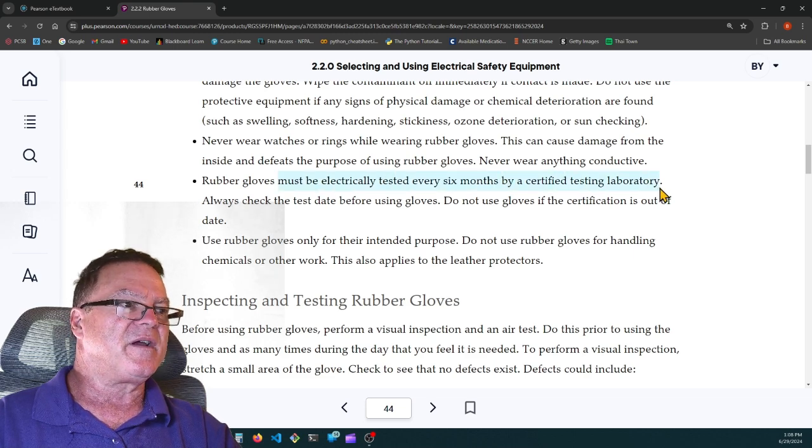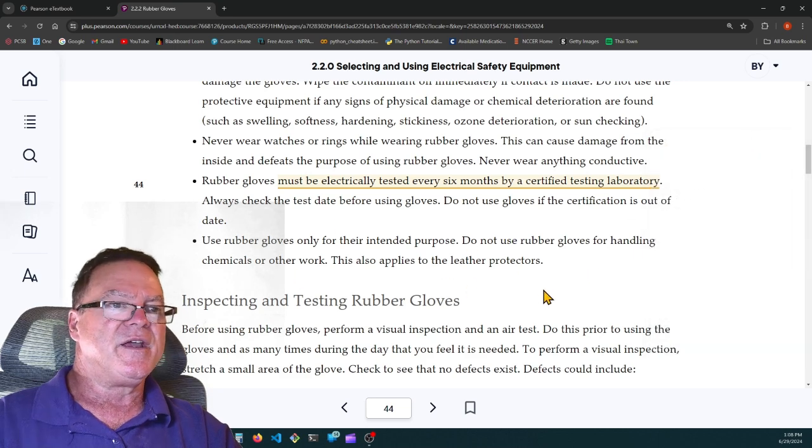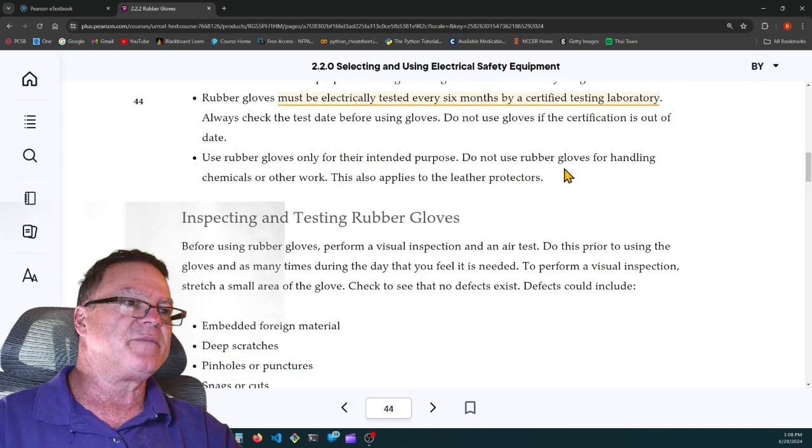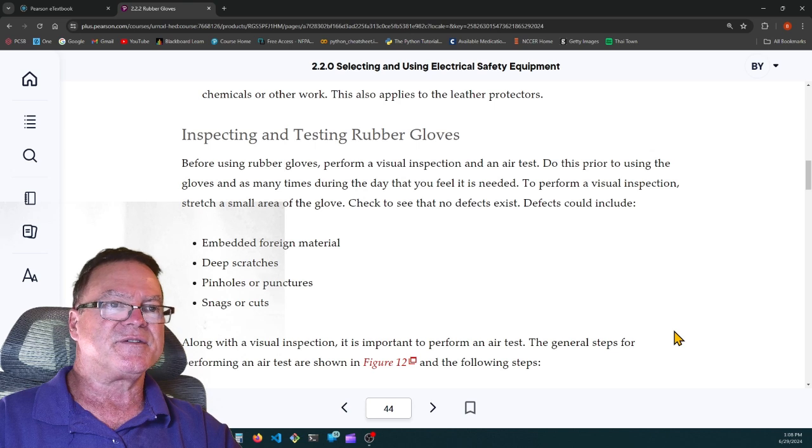Every 6 months by a certified testing laboratory. That's a highlight. Use rubber gloves only for their intended purpose. Do not use rubber gloves for handling chemicals or other work. This also applies to the leather protectors.